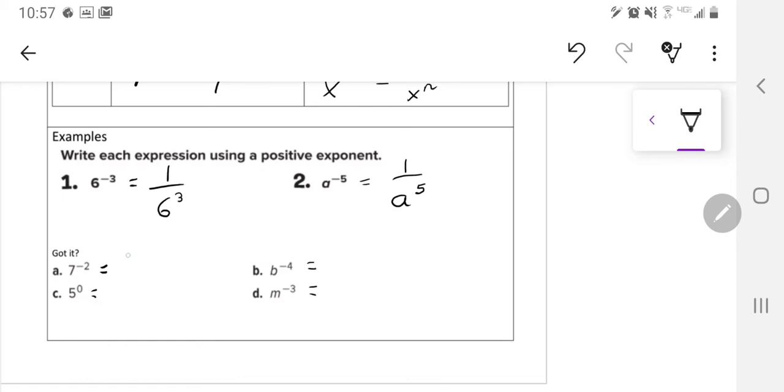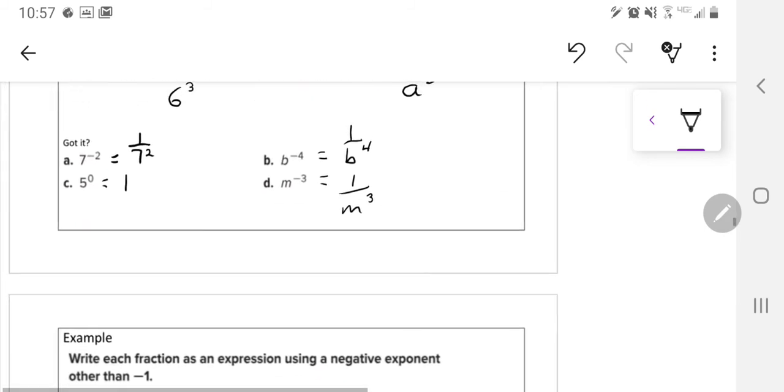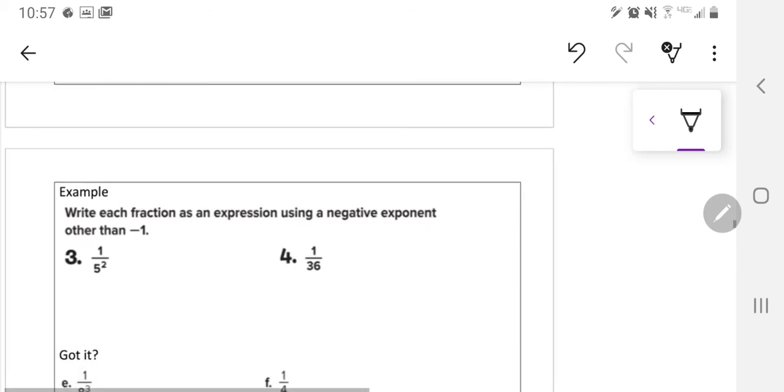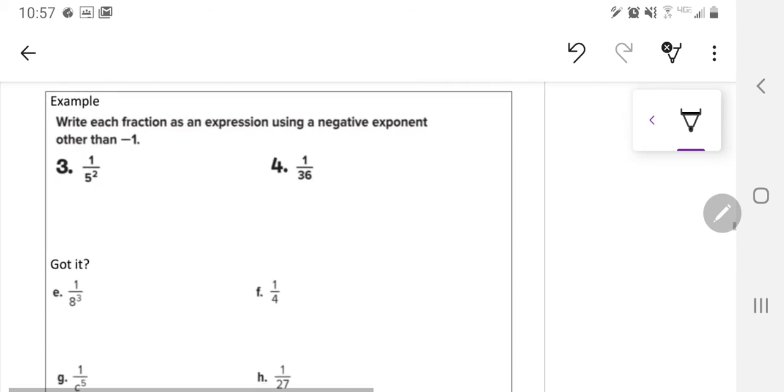Hopefully you tried them. We're going to do the reciprocal of the base, and we're going to do the opposite of the exponent. B, reciprocal of the base, opposite of the exponent. 5 to the 0, anything to the 0 is 1. And D, we have m to the negative 3, so reciprocal, and then change the negative exponent to a positive. All right, I think you might be feeling pretty good about this. I hope you are. All right, example number 3, I'll show this one.